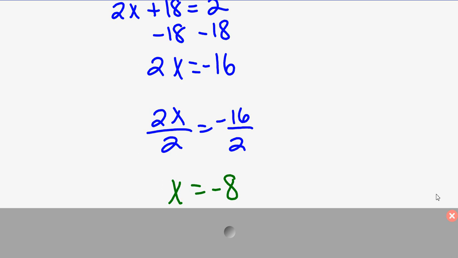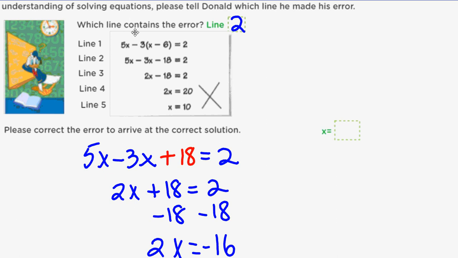Now, if you wanted to do an algebraic check like we talked about yesterday, you could take negative 8 and substitute it back into the original problem for x and simplify it. If you've done all the simplifying and solving correctly, you should get a 2 equals 2 to show that you're on target.